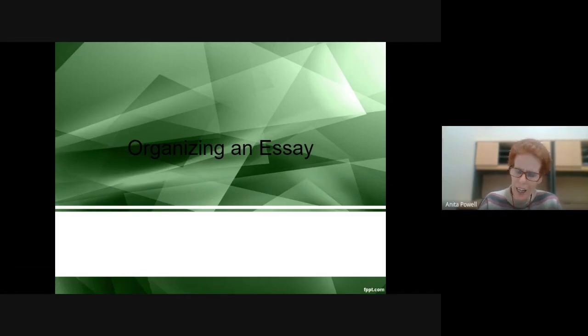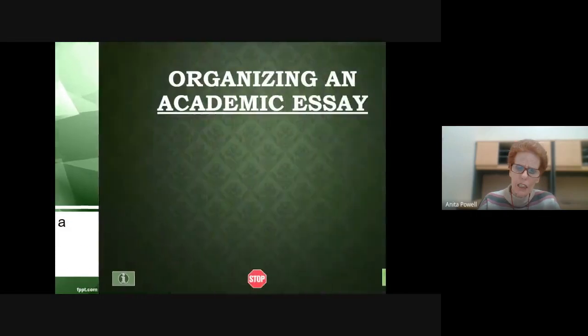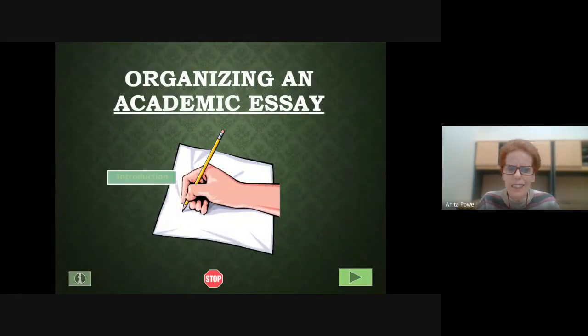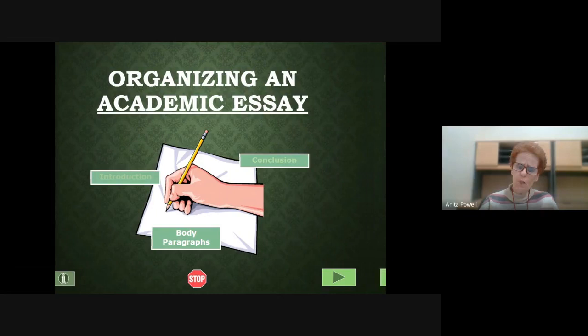Organizing an essay. We know that we're able to write coherent thesis statements, but let's take it farther. Let's write a coherent essay. Organizing the essay: introduction, conclusion, and in the center are the body paragraphs.